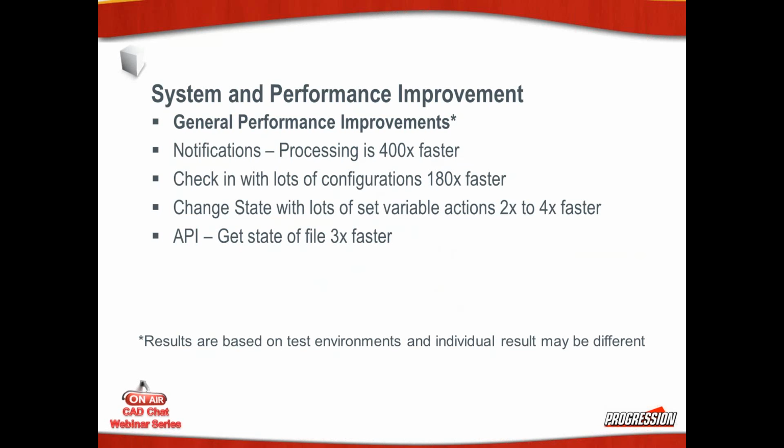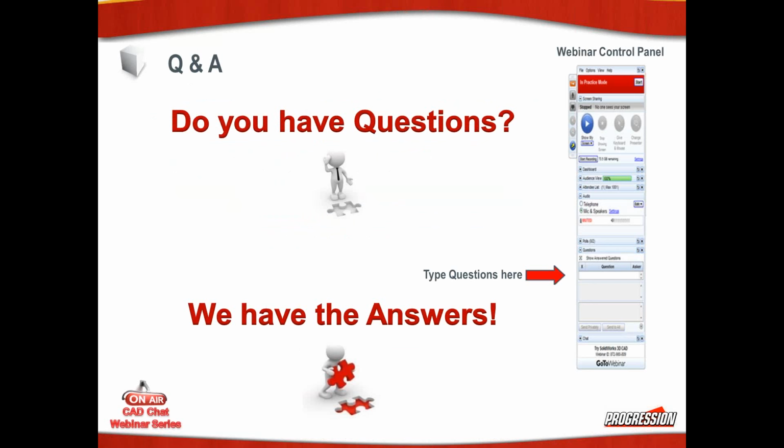So when we talk about change state, when we want to do a change state, we often will update the variables or set variables. When it's doing the change state, it's going to be 2 to 4 times faster in getting that accomplished. And if you happen to be working within the API, the new get is going to be 3 times faster for us here. Again, results may vary, and it's based on the test environment that they are performing there.